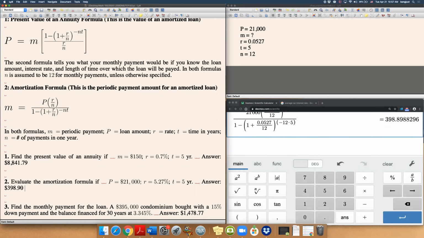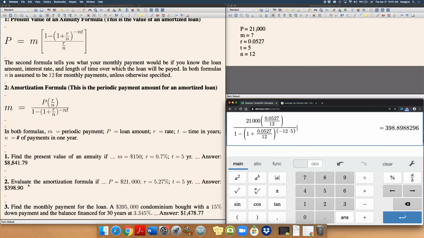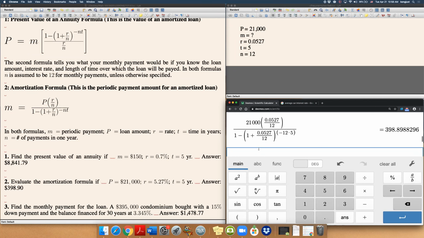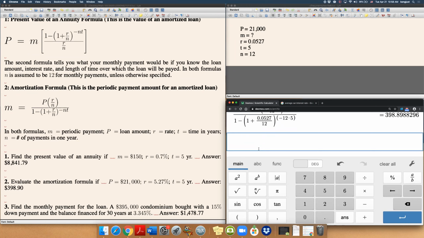Right. Did you guys get this? 398.90. Got it. Okay, sweet. So this is using the actual current average auto financing rate for the US, so you can expect something roughly similar if you go and buy a car and finance it.